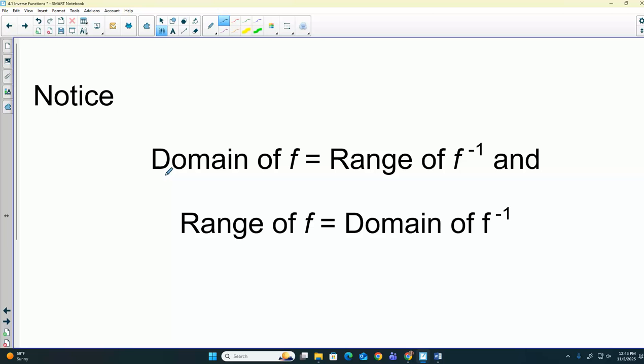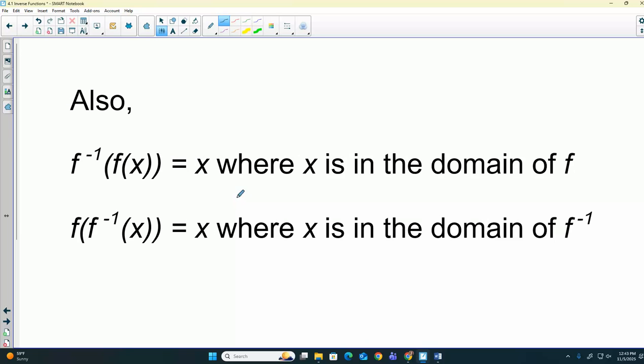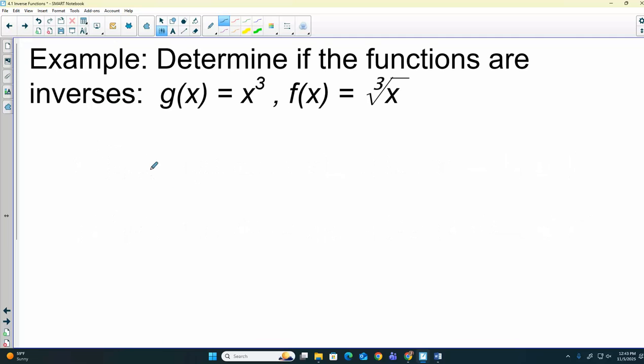Also, an inverse is like the opposite of something. It undoes an operation. So if I say x plus 5, what's the opposite of adding 5? Subtracting 5. What happens if I take a number and both add 5 and subtract 5? I get the same number back. So if you have inverses and you do both, you should get your original back. So if two functions are inverses, when you compose them, you should just get x back.